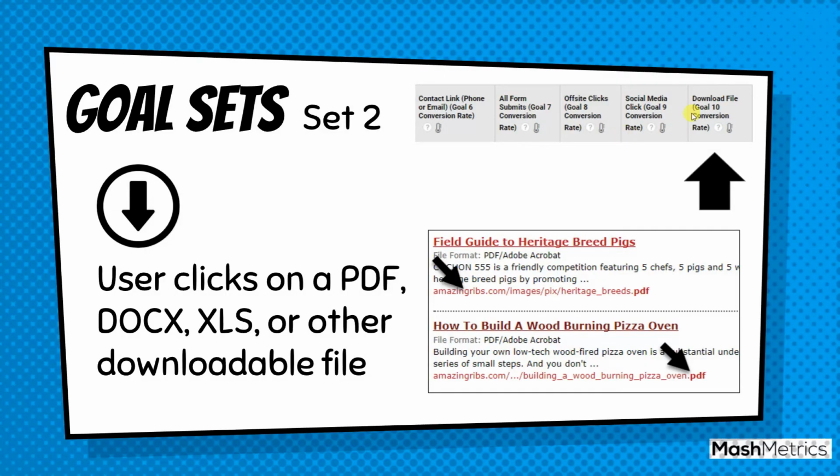Last but not least in this set, goal number 10, downloaded files. Your site may have a few reference PDFs, free downloads, or other resources in the shape of a file. Files don't have the ga.js JavaScript installed, so traditionally they're not tracked. We, however, detect the click into these files and let you know about the activity.